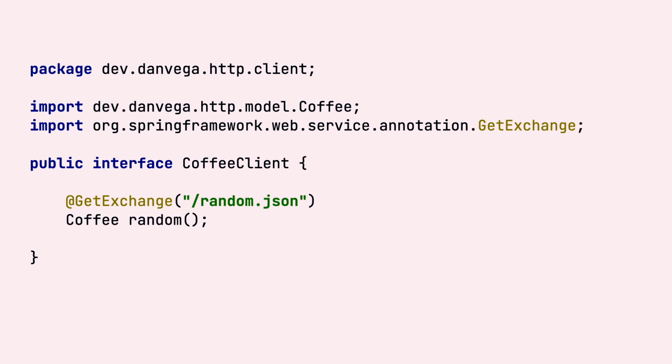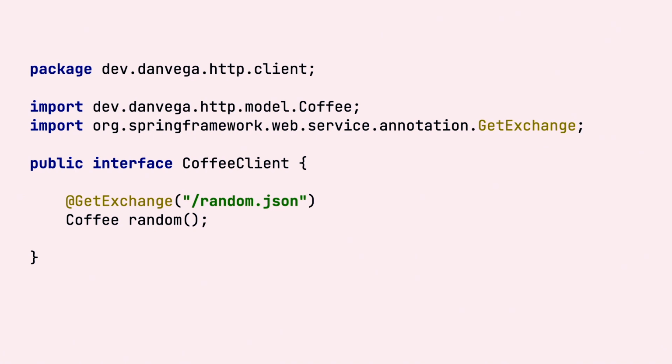So what HTTP interfaces allow us to do is just define the contract. So here I'm saying, hey, I have this thing called a coffee client. What I want to do is use the @GetExchange. There's a top-level HTTP exchange annotation. But what we're saying is the random.json is the URI we're going to call. Then we define the contract of the method. The really cool part here is what's on the left there.